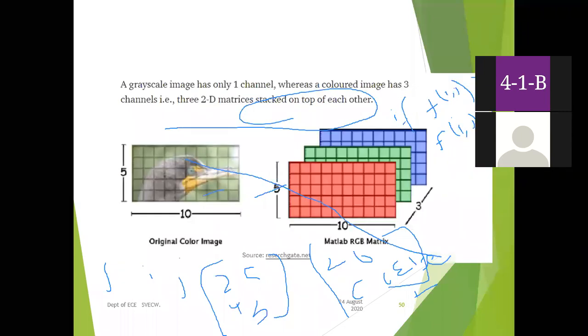So next, if it is a color image, then what we will have is... Okay, one minute. Let me erase this.